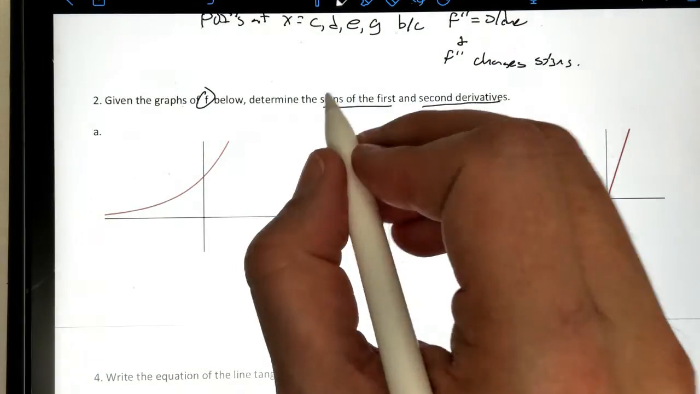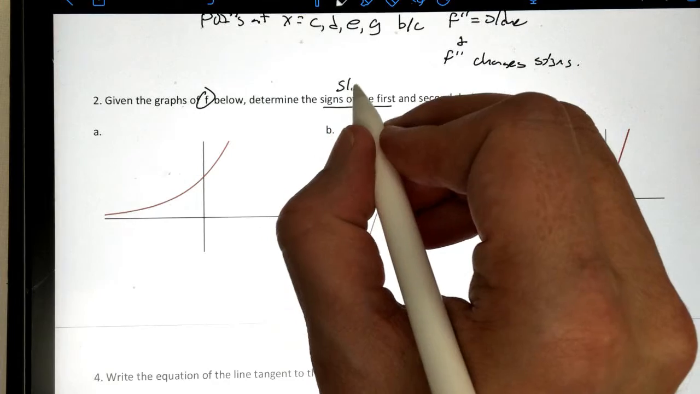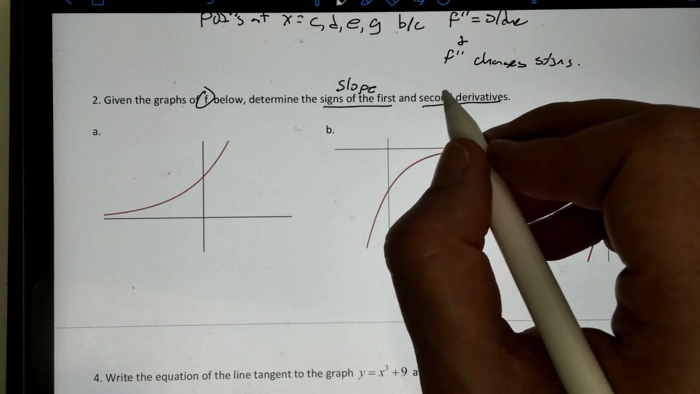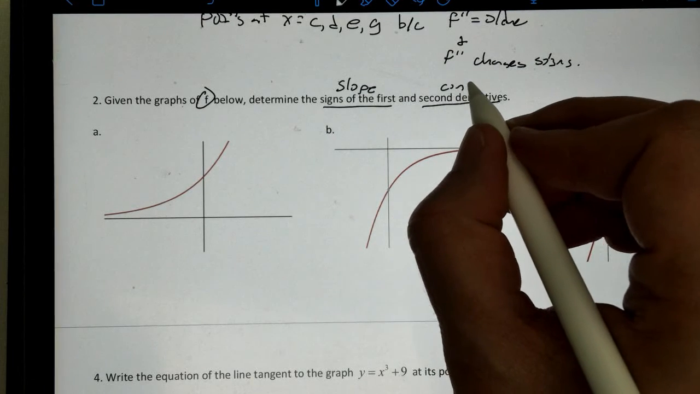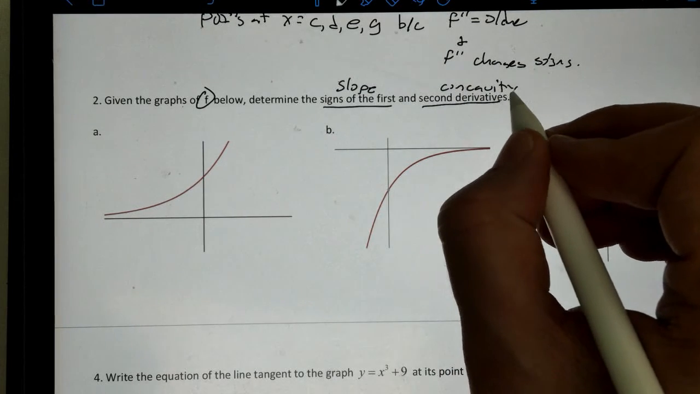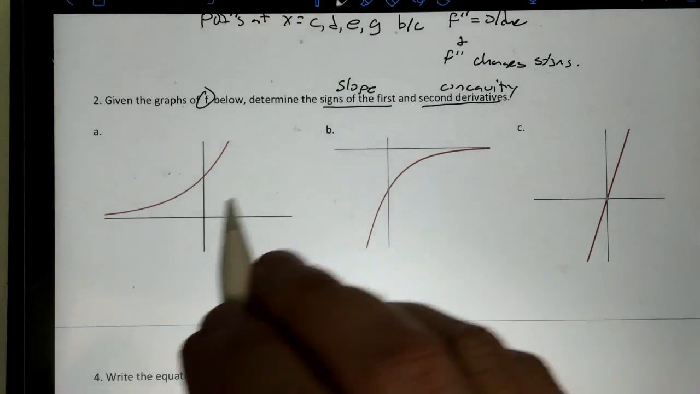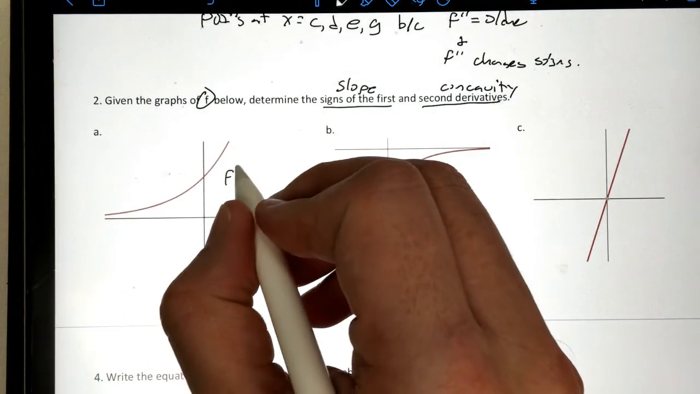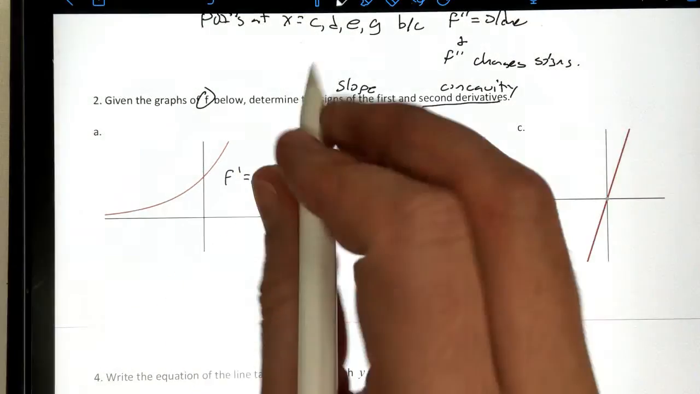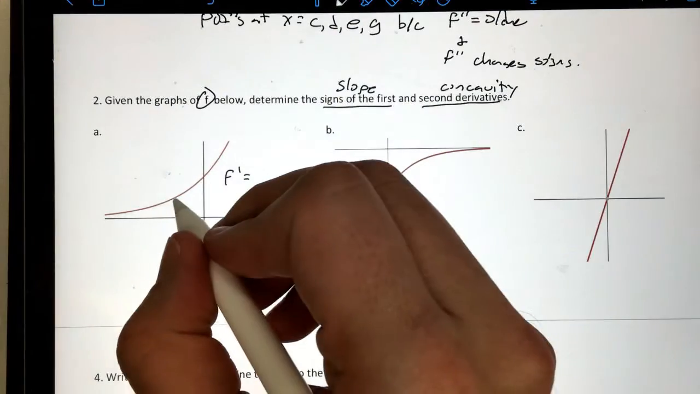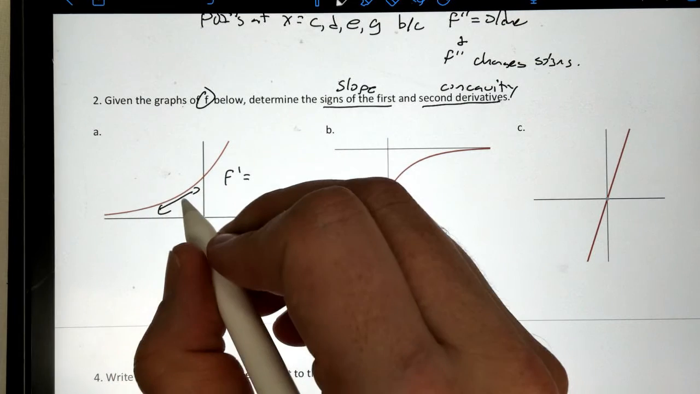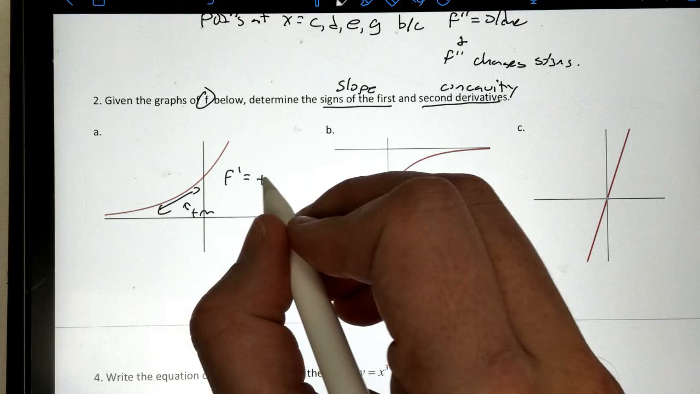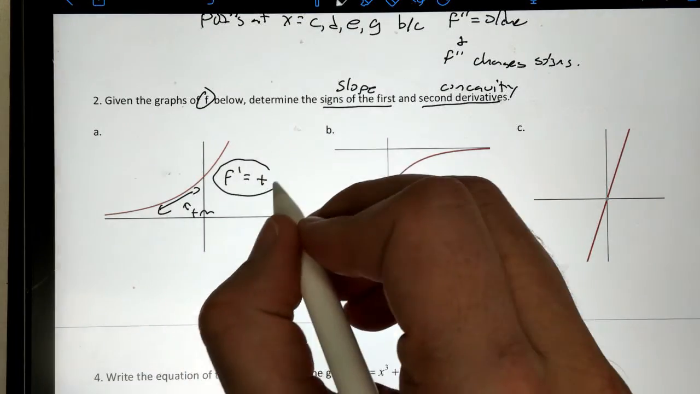So when I'm looking at the first derivative, remember this is talking about the slope. Are we increasing or decreasing? In the second derivative, this is talking about concavity. Is it opening up or is it opening down? So I can do that. For question A, if I draw a tangent line here, it's going to be increasing. It's a positive slope. So that tells me that my first derivative is going to be positive.